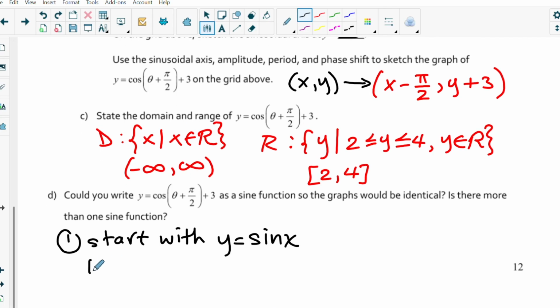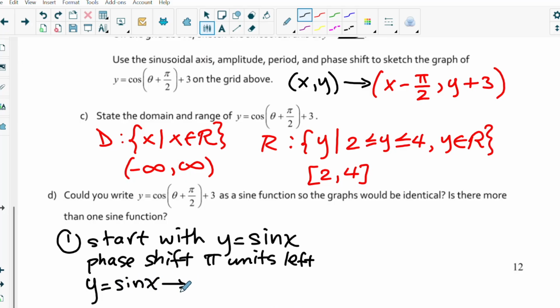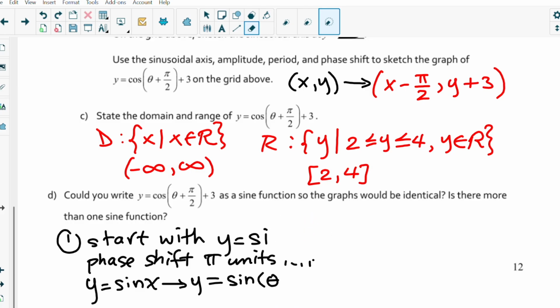Okay, start with y equals sine of x. Okay, phase shift pi units left. So I go from y equals sine of x. I transform to y equals sine of theta. I should do this in terms of theta. Sorry, folks. No. Hang on.